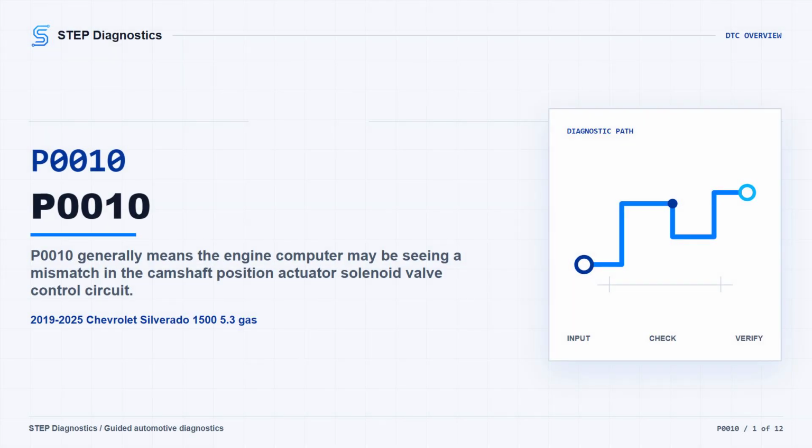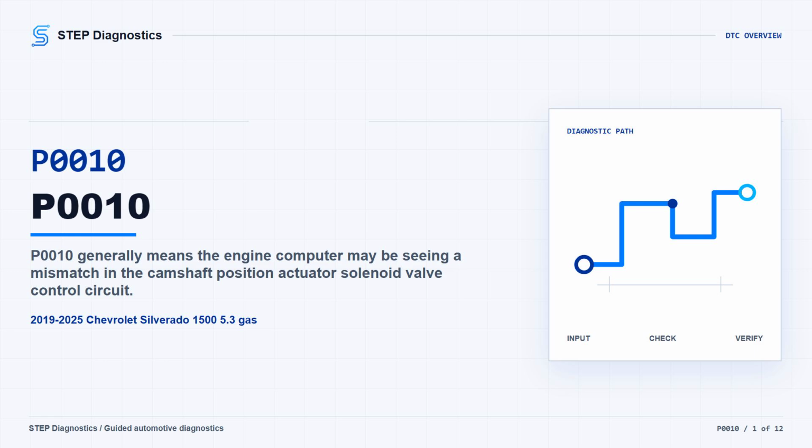On this 2019 to 2025 Silverado 1500 with the 5.3 gas engine, P0010 is a camshaft position actuator solenoid valve control circuit fault. In plain terms, the computer is commanding the cam actuator solenoid, but the circuit feedback may not be matching what it expects.